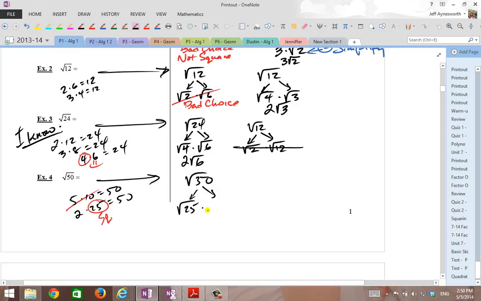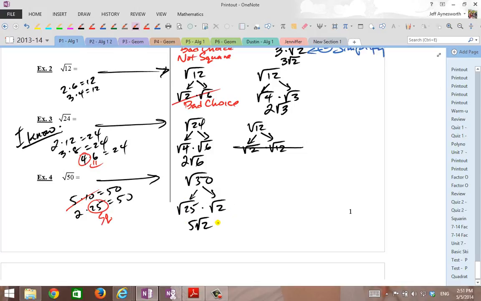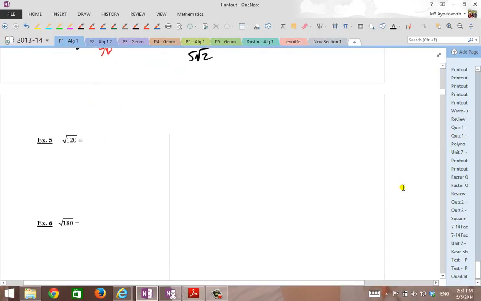So you have the square root of 25 times root 2. The square root of 25 is just 5, so you get 5 root 2 as your end result. It's a simple two-step procedure. Okay? All right, now what do you do when the numbers get bigger? Well, let's talk about that.